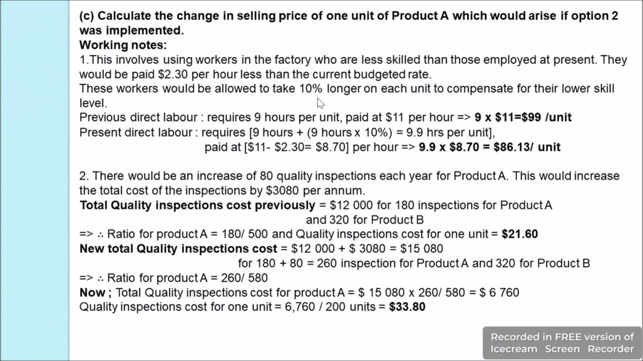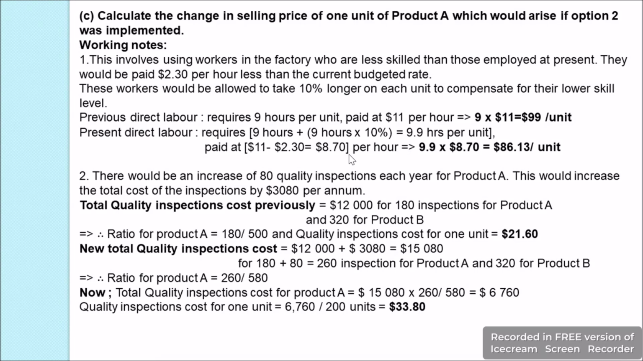Now if option 2 is implemented, we require 10% longer time for making 1 unit. So previously it was 9 hours, it will be 9 hours plus 10% of 9 hours, which will be 0.9. This will be added. Now the time taken to make 1 unit will be 9.9 hours. And again here they have mentioned the wage rate will be reduced. Previously it was $11. Now it will be $11 minus $2.30. The new wage rate will be $8.70.